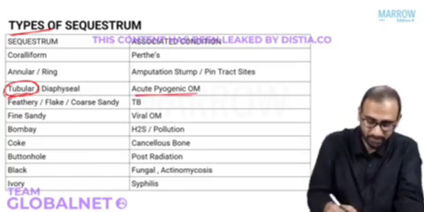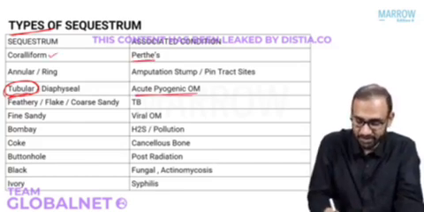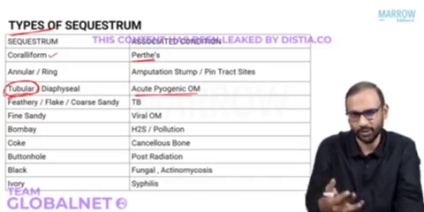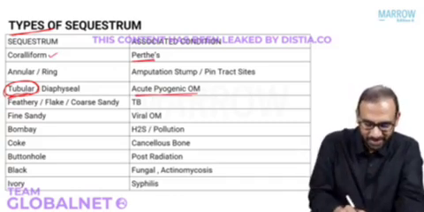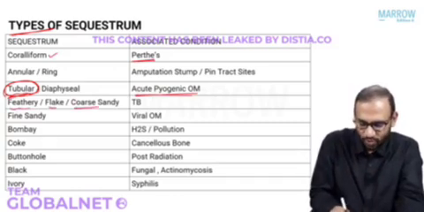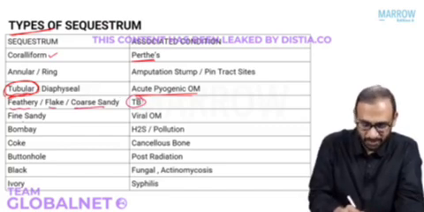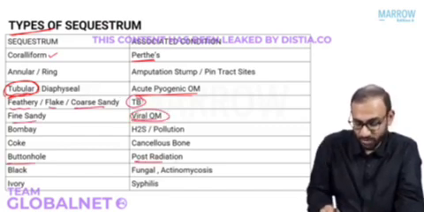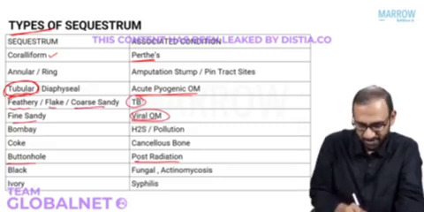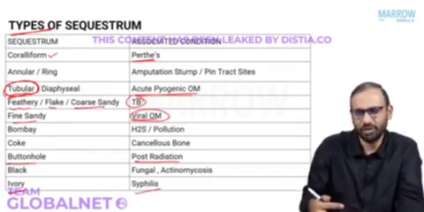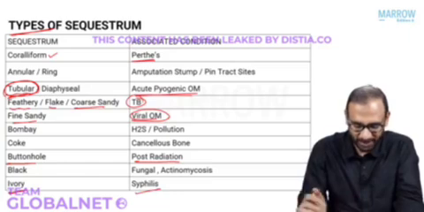Now there are others. Coralliform sequestrum is seen in Perthes disease, because Perthes disease is nothing but avascular necrosis, dead bone. Feathery, flake or coarse sandy is seen in tuberculosis. Fine sandy is seen in viral osteomyelitis. Buttonhole seen in post-radiation necrosis. Ivory sequestrum is seen in syphilis. All of these are important. All of these are your MCQ one-liners.